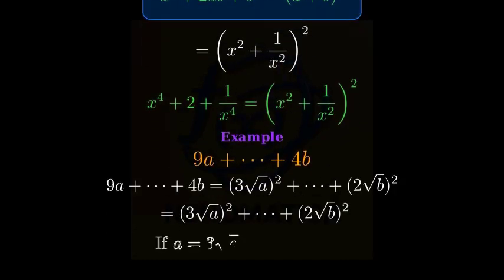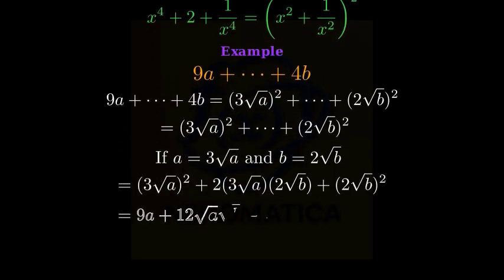Now, if we want to form a perfect square of the form a squared plus 2ab plus b squared, we can identify that a equals 3 root a and b equals 2 root b. To complete the perfect square pattern, we need the middle term, which is 2 times a times b. That's 2 times 3 root a times 2 root b, which equals 12 root a times root b.